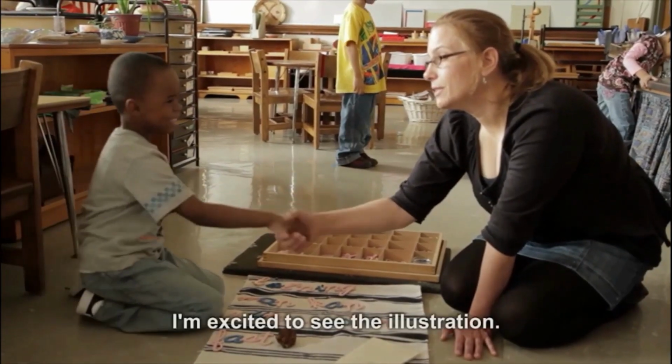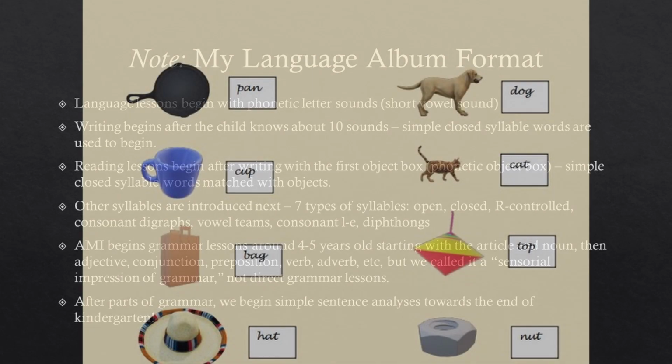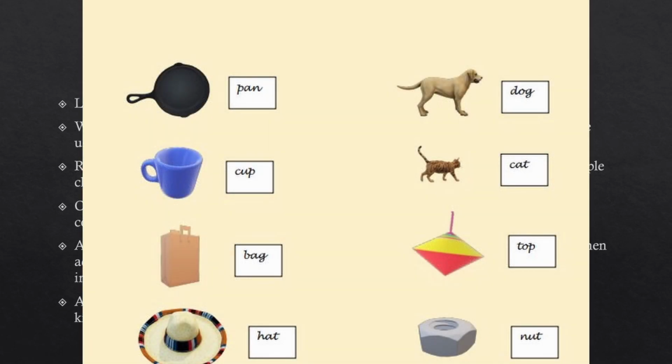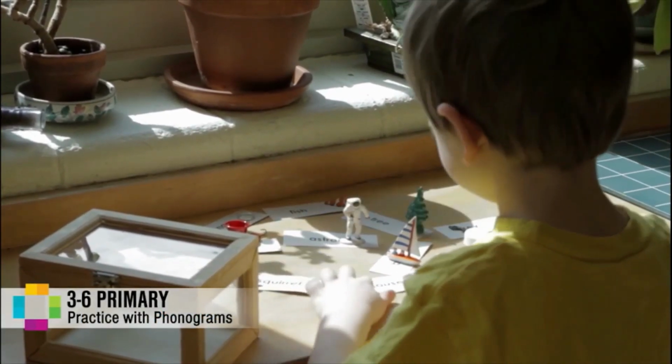Around that same time, after the child is writing, because in the Montessori environment we write before we read, that comes first. So after the child begins writing, the child begins to read. These reading lessons begin after the writing, and we use a lesson called the first object box or the phonetic object box. These are simple, closed syllable words that we match with objects. After that, we start introducing other syllables.